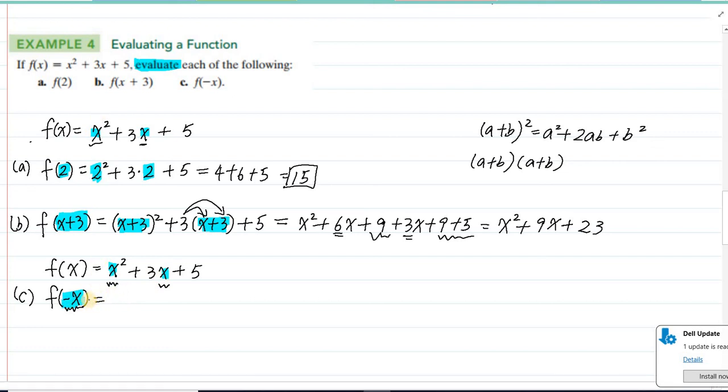So what I'm going to do is, see an x right here, I'm going to replace it with negative x and square, and plus 3 times, again I see x, I replace it with negative x, and then plus 5. So once we have this, negative x squared is the same thing as negative 1 squared times x squared. Maybe I'll just simplify this. And then it's going to be x squared, minus 3x, and then plus 5. This whole thing will give us x squared minus 3x plus 5. That's all for 2.11. Thank you and see you next time.